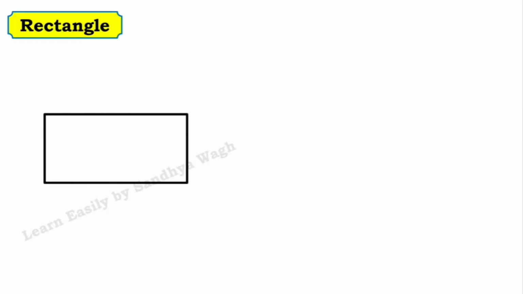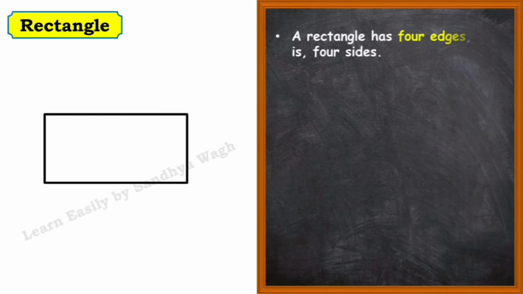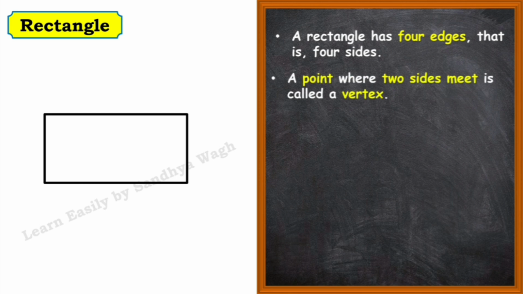Children, this is a rectangle. A rectangle has 4 edges, that is 4 sides. A point where 2 sides meet is called a vertex. Children, look at this point. 2 sides, this one and this one. These 2 sides of a rectangle meet here. So, this point is called vertex.